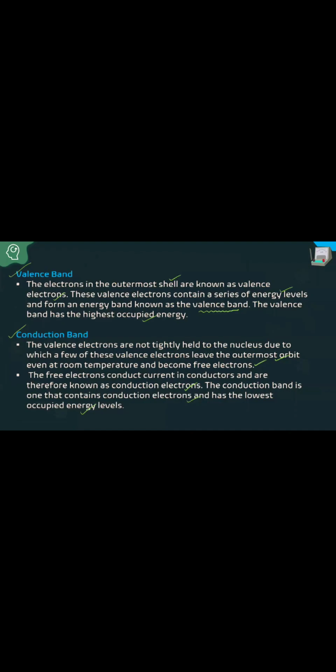In semiconductors, students, let us assume that the external energy is temperature. If temperature increases, the number of electrons in the conduction band increases. Then the conductivity increases and the resistivity decreases.